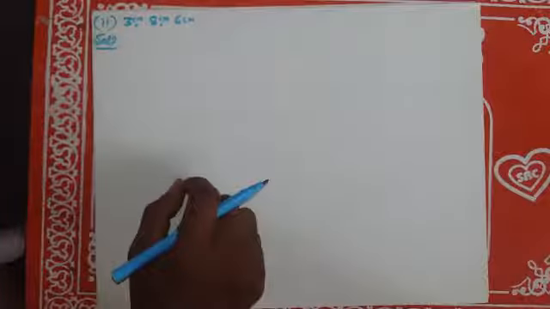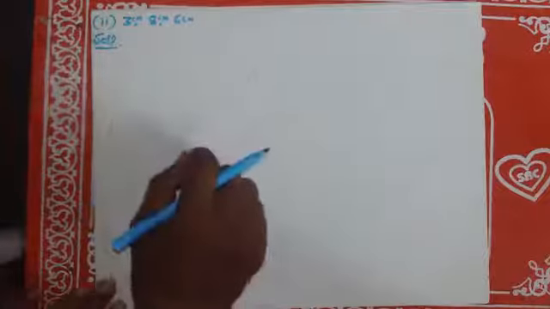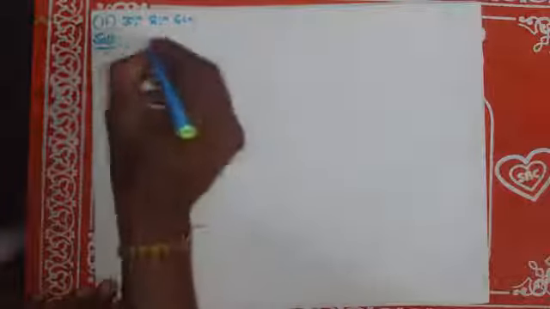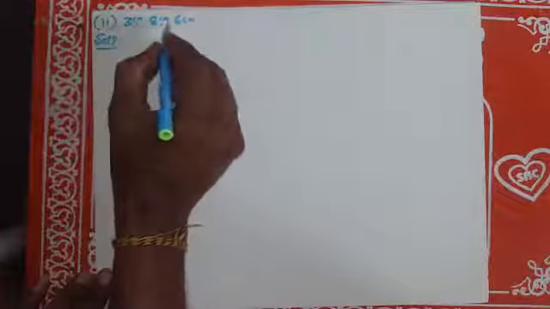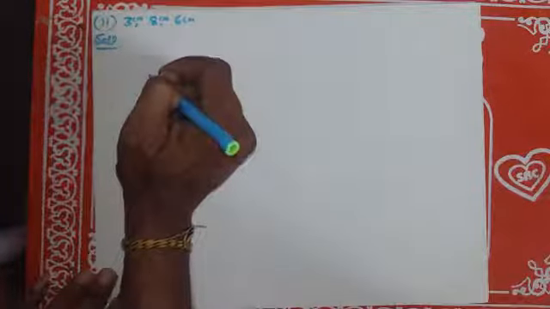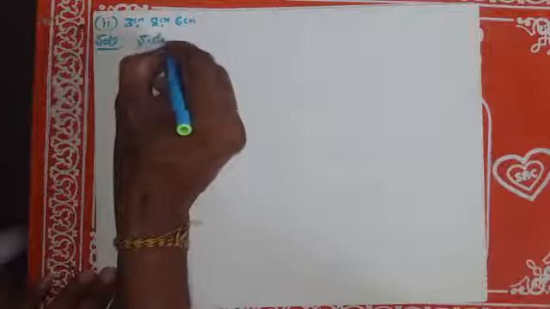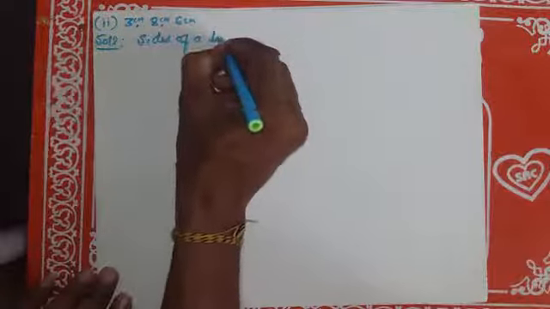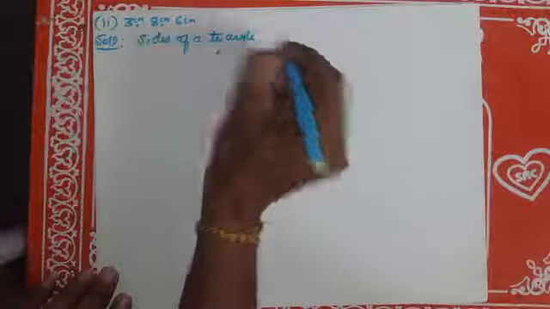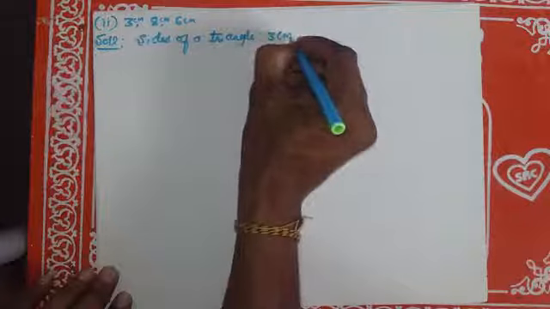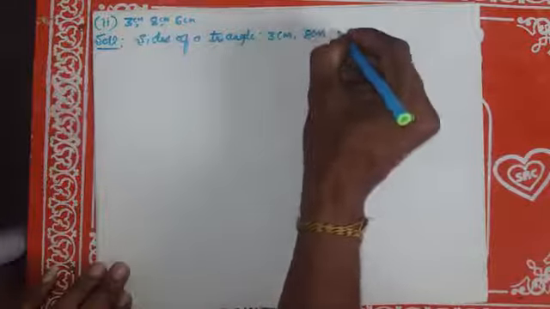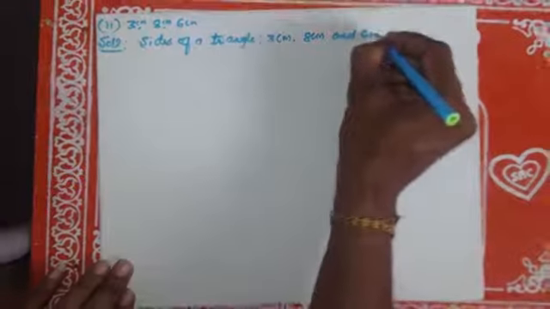Okay dear students, now let us discuss the second question. This is also the same. Sides of a triangle are given below. Determine which of them are right triangles. In case of a right angle triangle, write the length of its hypotenuse. Here we have 3 centimeter, 8 centimeter, 6 centimeter. Solution: sides of a triangle 3 centimeter, 8 centimeter and 6 centimeter.